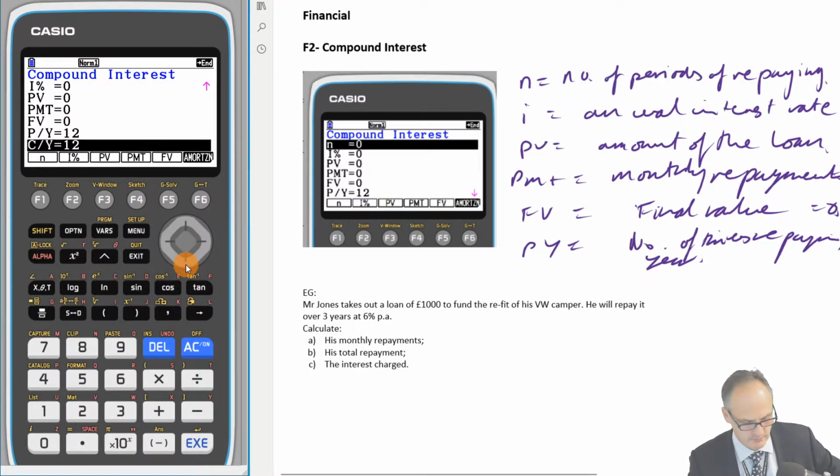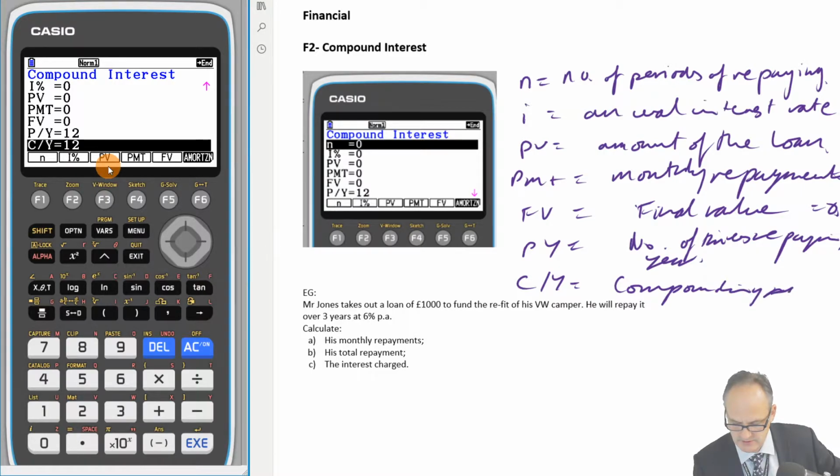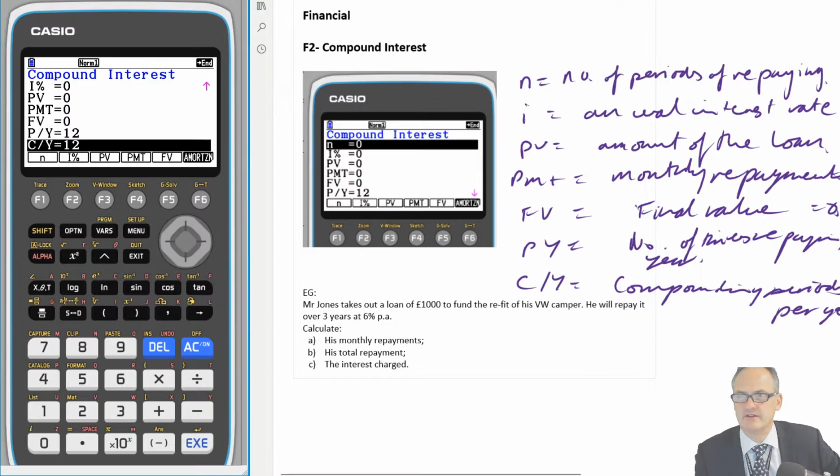And then if we go down, there's another one below this, which is CY, below the PY. You can see CY down here on my monitor. It's the compounding periods per year, and they're usually the same. The number of payments per year and the compounding periods, because when you make a payment, they usually tend to calculate the interest at that moment in time. But it's not always the same. It depends on the question.